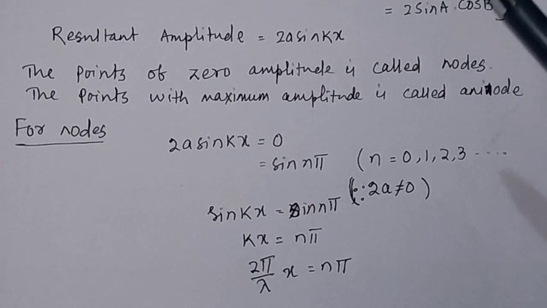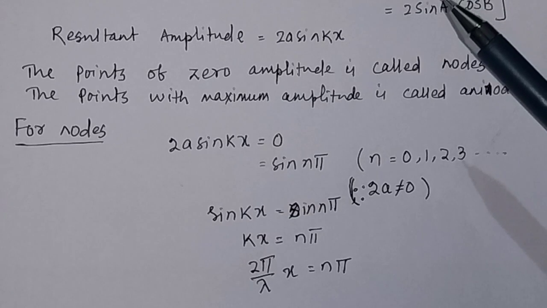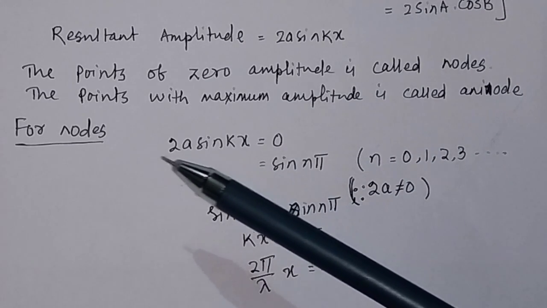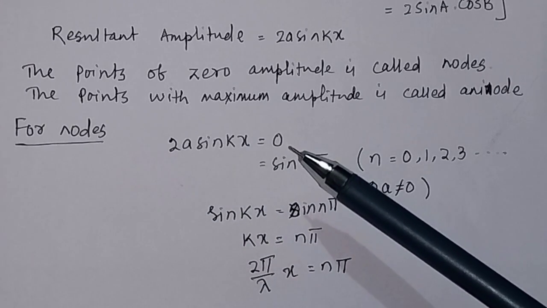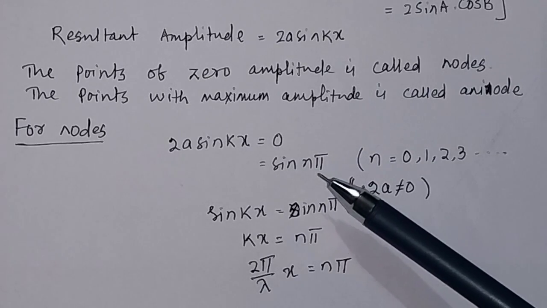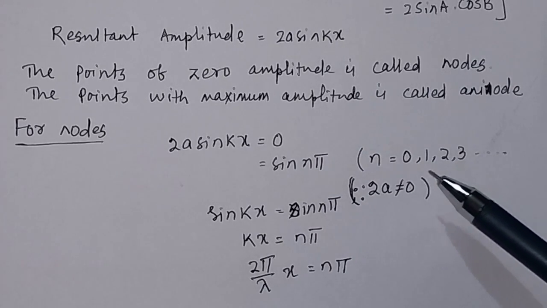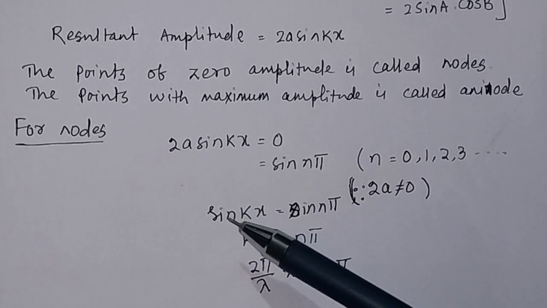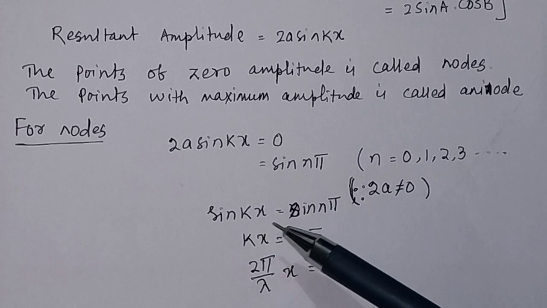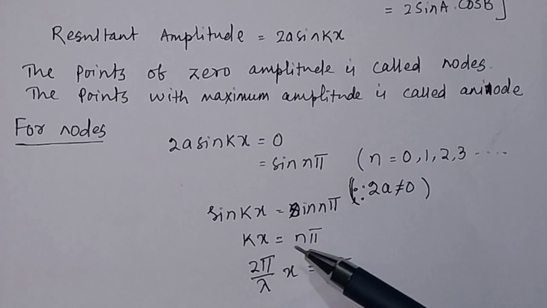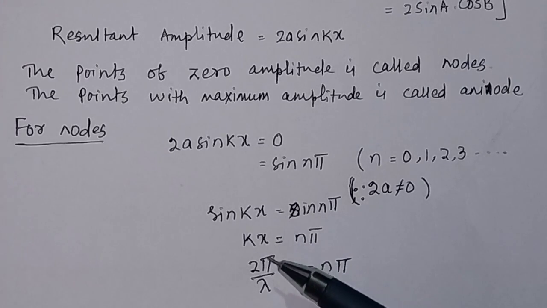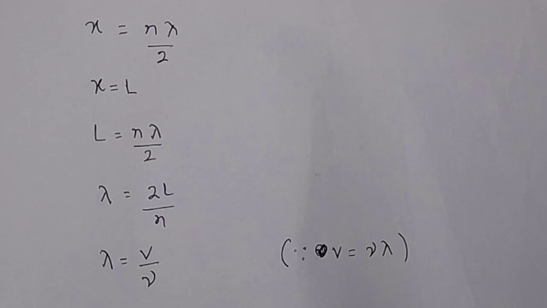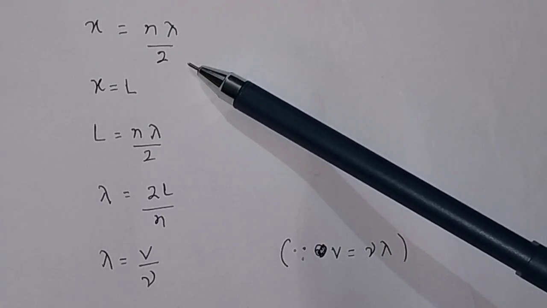Suppose in a system you have nodes at the ends. So what will happen? We know for a node the amplitude is 0. So 2a sin kx equals 0, but that is equal to sin n pi, where n is equal to 0, 1, 2, 3, etc. Since 2a is not equal to 0, sin kx equals 0. So sin kx is equal to sin n pi. So kx is equal to n pi. And we know the wave vector k is equal to 2 pi by lambda. So 2 pi by lambda into x equals n pi. So x will be equal to n lambda divided by 2.